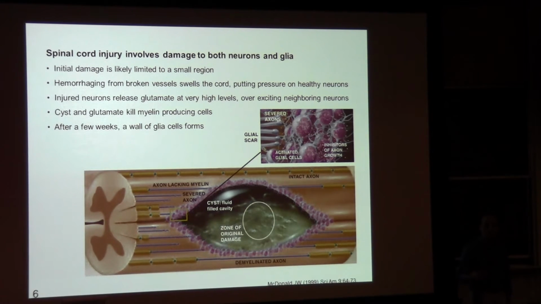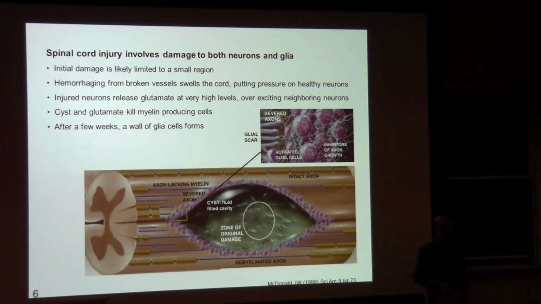So much of what happens in trying to limit the damage associated with spinal cord injury is to prevent the formation of this fluid, the cyst here, to reduce some of that pressure, and also to put in antagonist drugs to this glutamate that's being released, to prevent this overexcitation of the neighboring neurons. Any questions?